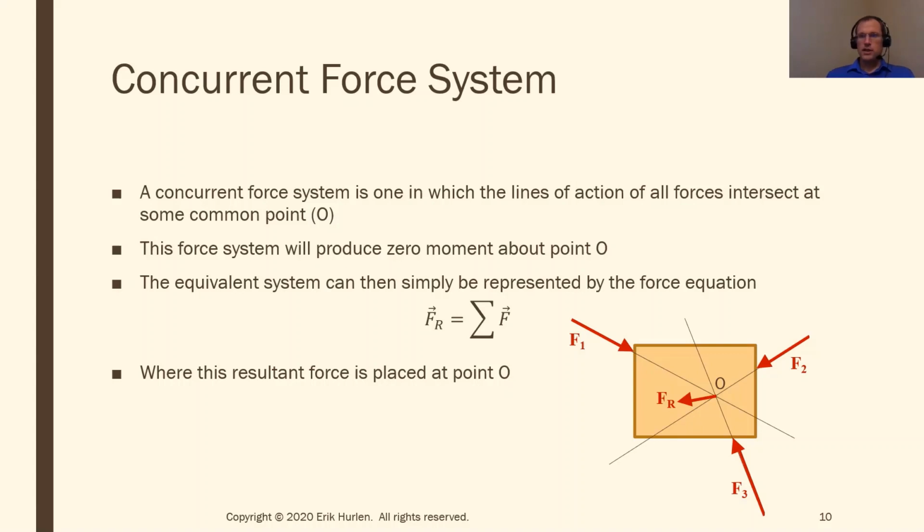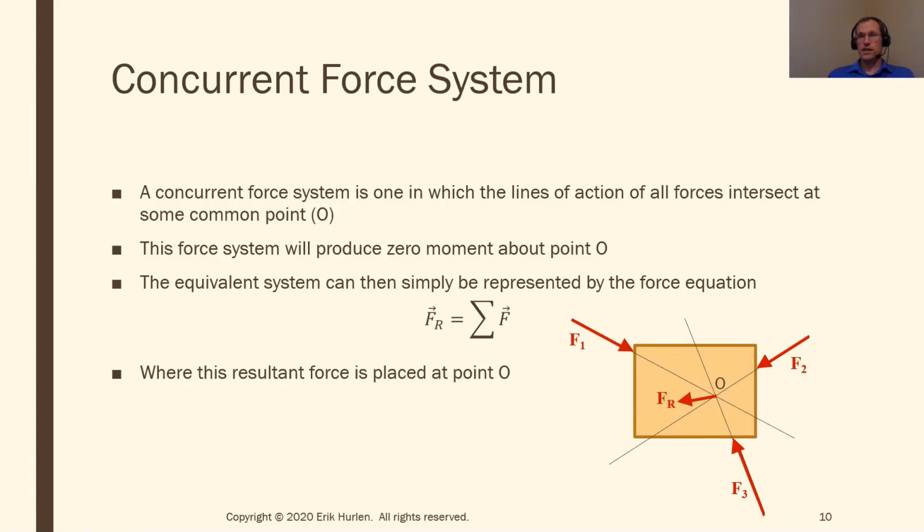Nice thing about this is that if I have a concurrent force system, if I want to find the net force, so again, want to combine all these forces into one single force acting on my object, all I need to do is find that net force. So just like I did before, all these three forces added together as vectors, and that'll give me my net resultant force. And because they intersect at point O, if I place that resultant force at point O, there'll be zero moment involved.